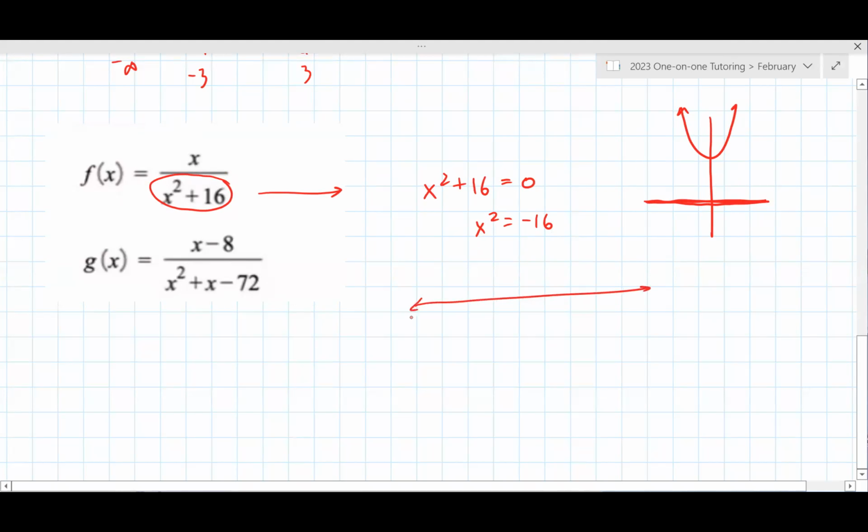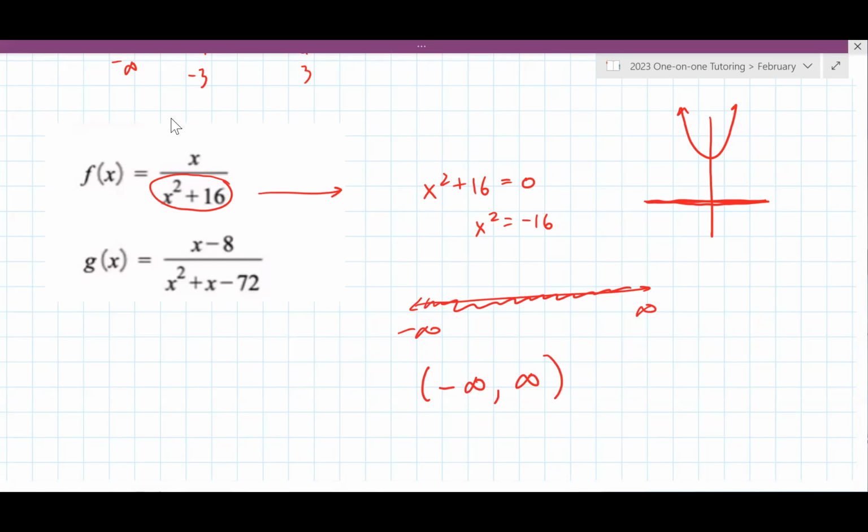So your number line goes from minus infinity to infinity. Well, there's no exclusion points, so it's everything. So it's just parentheses, minus infinity to infinity. Okay, that makes more sense, the visual.